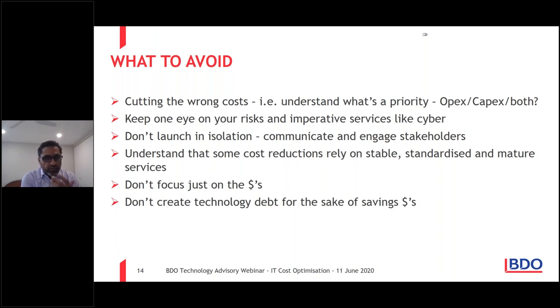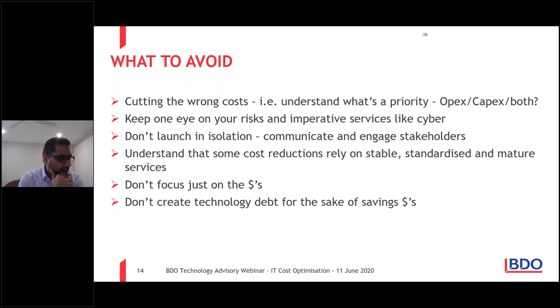The second last point is just don't focus on dollars alone. All along, our message has been that it's around optimization. So it's around taking dollars out where it's not adding value and putting dollars in where it can add more value for the dollar that you're spending. So don't just focus on dollars, balance it out with the service and the investment that you need to do.